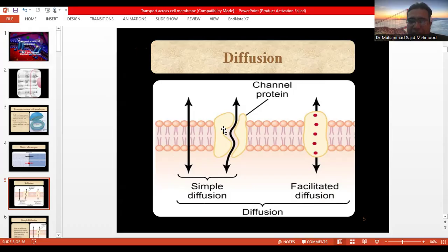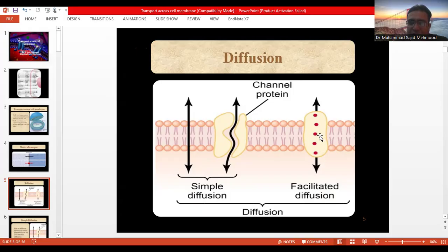Similarly, there are some channel proteins present in the cell membrane, and these channel proteins simply allow the diffusion of molecules from higher concentration towards lower concentration. There is another example, facilitated diffusion, which is a bit different from simple diffusion, by the carrier protein. In this case, whenever the molecule binds with the carrier protein, a conformational change takes place in the carrier protein, and hence the molecule moves from the higher concentration towards the lower concentration.